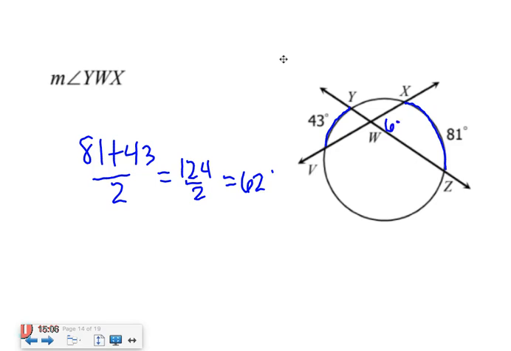Did you guys get 62 for this angle? But is that the one we wanted? It wants this one, so what do you have to do? See, you guys are good. So does it automatically give you the bigger angle? Nope, it gives you whatever one has the intersected arcs. Then you just need to know the other one, and that's supplementary. So it's 180 minus that.